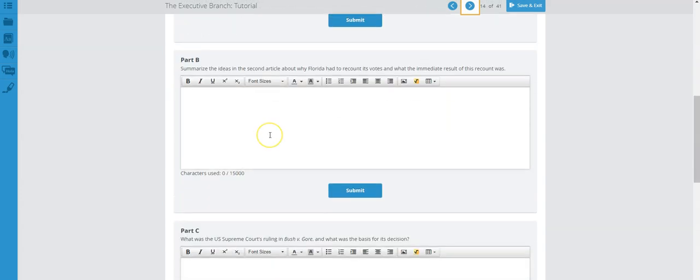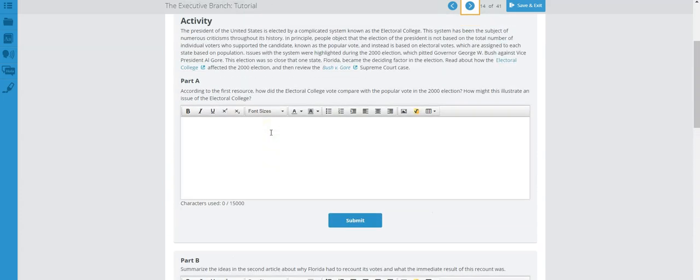Part B. Summarize the ideas in the second article about why Florida had to recount its votes and what the immediate result of this recount was. Again, you need to go back here.